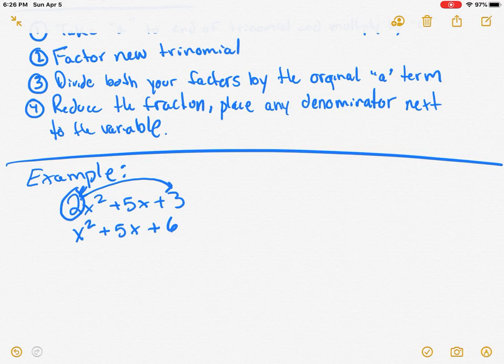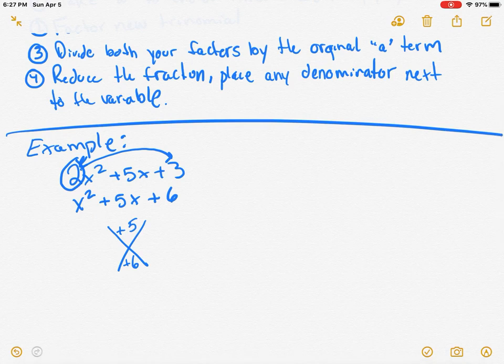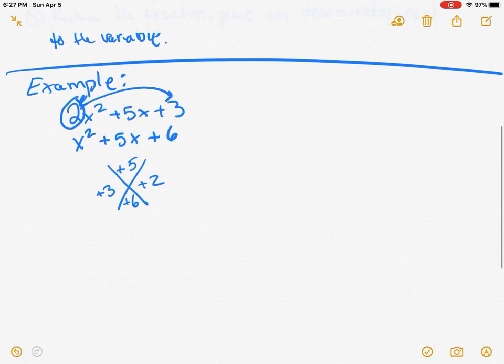Now we're going to factor it like we've done before. We have to find two numbers that add up to positive 5 and multiply to positive 6. I know, the suspense is killing you guys. I'll save you: it's going to be positive 3 and positive 2. So we put it in our factor form, x plus 3 times x plus 2.